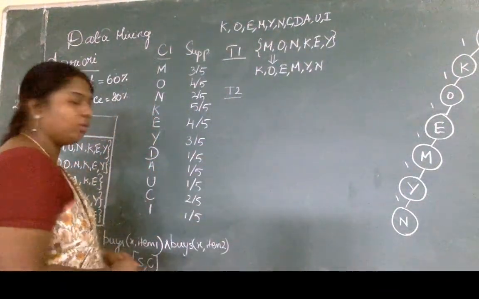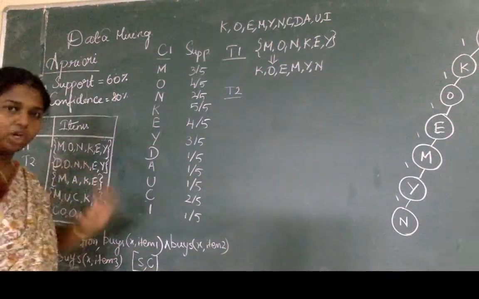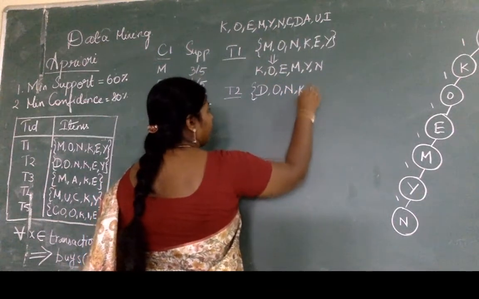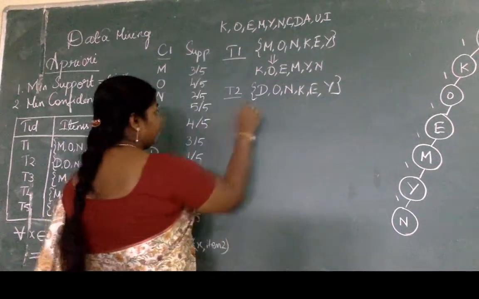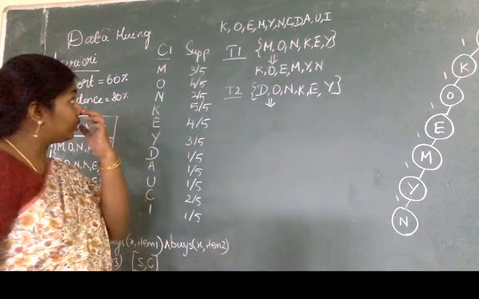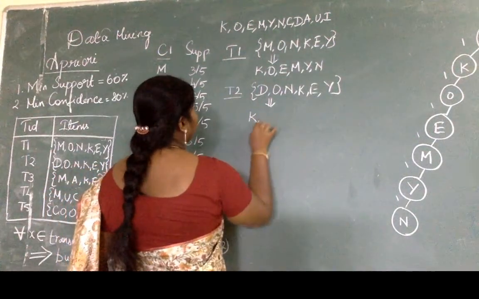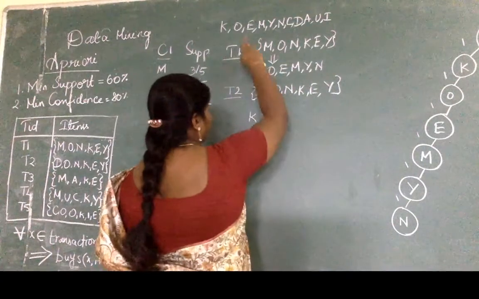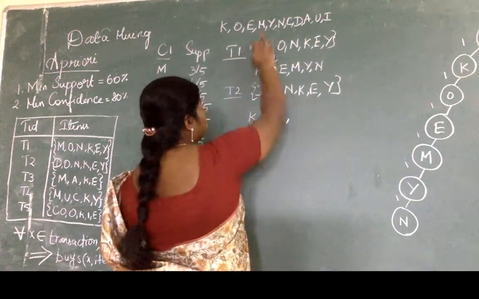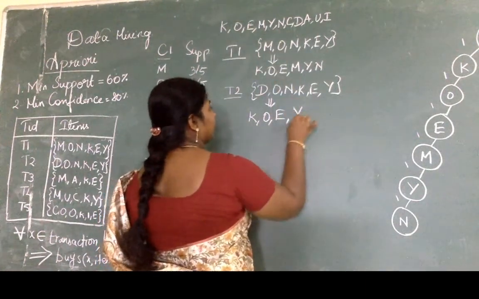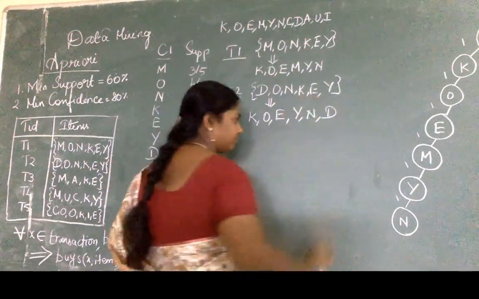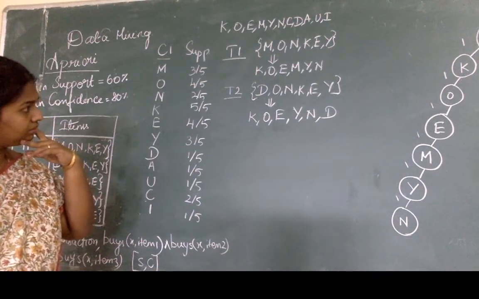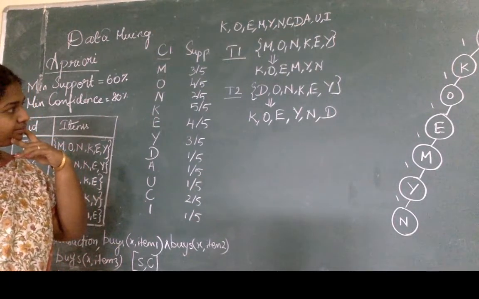T2. When I look at T2, I have got the elements of DONKEY, or the donkey one. So my items here are D, O, N, K, E and Y. And I should rearrange them according to their support values. So it becomes K, O. Refer back to this list, and according to this order I should write this list of items. So K, O, E, M we don't have in this, Y, N, and then finally D.